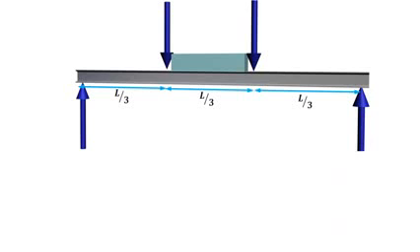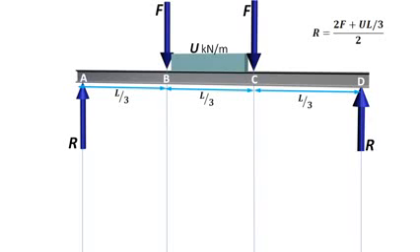Now consider this problem. A simply supported beam with uniformly distributed load. First step here would be determination of reaction forces. Since the problem is symmetrical, reaction forces will be equal, and will be half of the total load acting on the beam. Let's start analysis from point A.